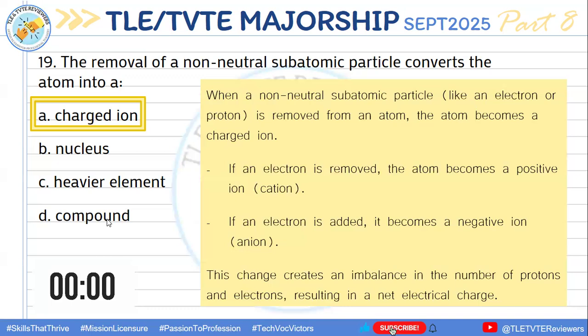And letter D, compound, is still incorrect because a compound is formed when atoms bond with other atoms, not by removing subatomic particles from a single atom. So answer letter A, charged ion.